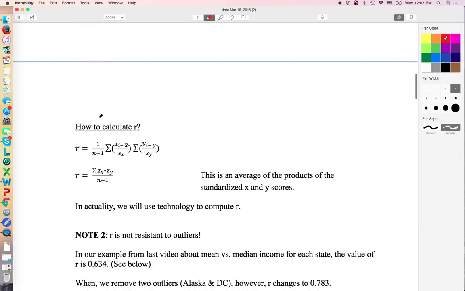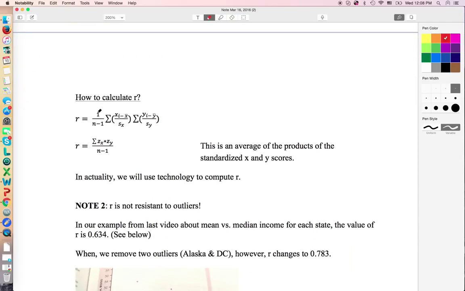So how do we calculate this value of R? Well, it actually works like this. We take 1 over n minus 1, for our degrees of freedom there, times the sum of xi minus x bar over the standard deviation of x, and yi minus y bar over the standard deviation of y. A simpler way to say that: what we see right here is just a z-score, right? X minus x bar over s, that's just a z-score. So that's the z-score for x, and this here is the z-score for y.